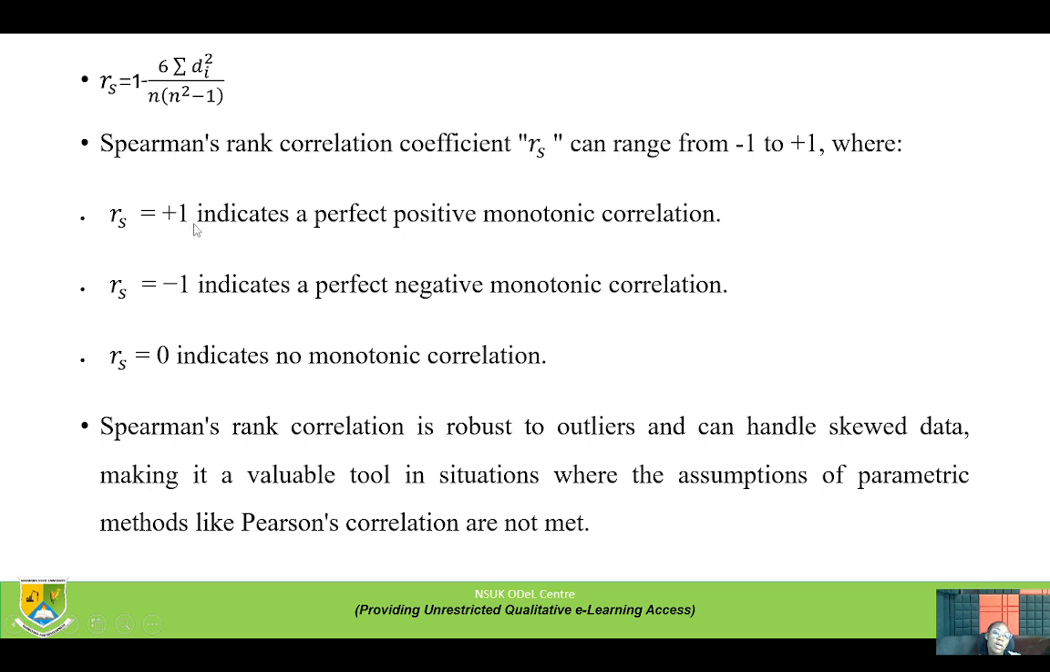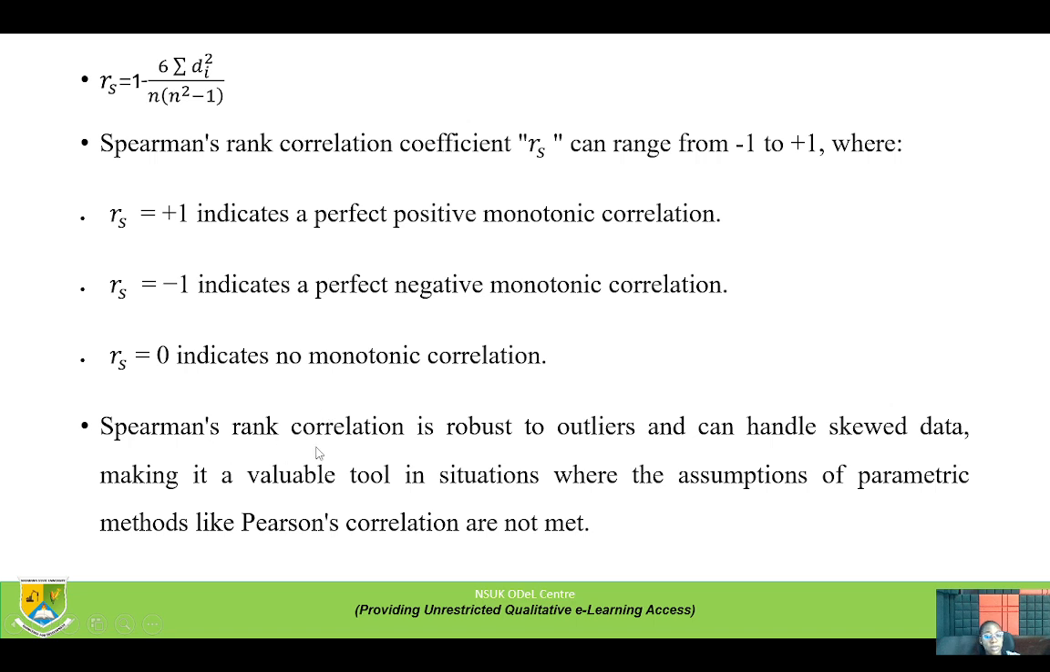Like other approaches we considered earlier in correlation, a value of +1 indicates a perfect positive monotonic correlation. A value of -1 indicates a perfect negative monotonic correlation, and 0 indicates no monotonic correlation.